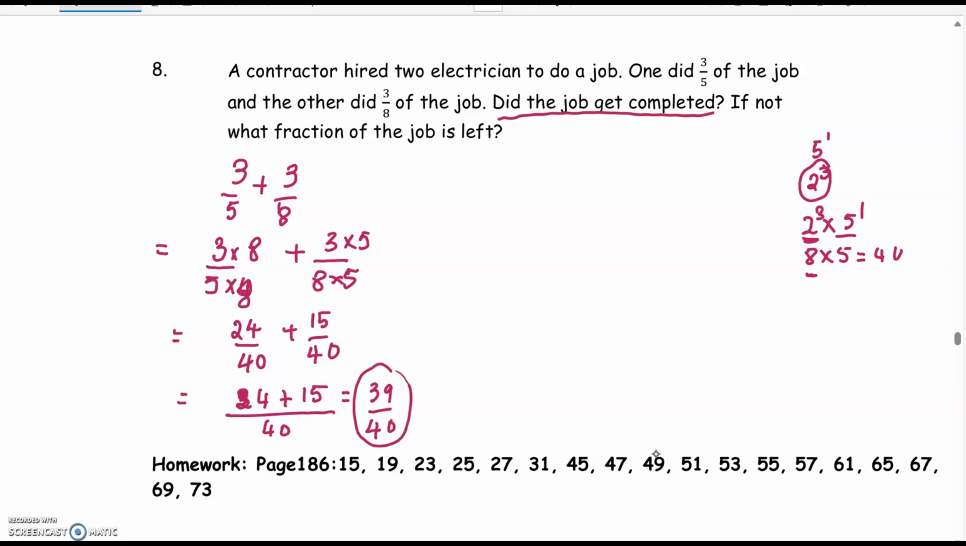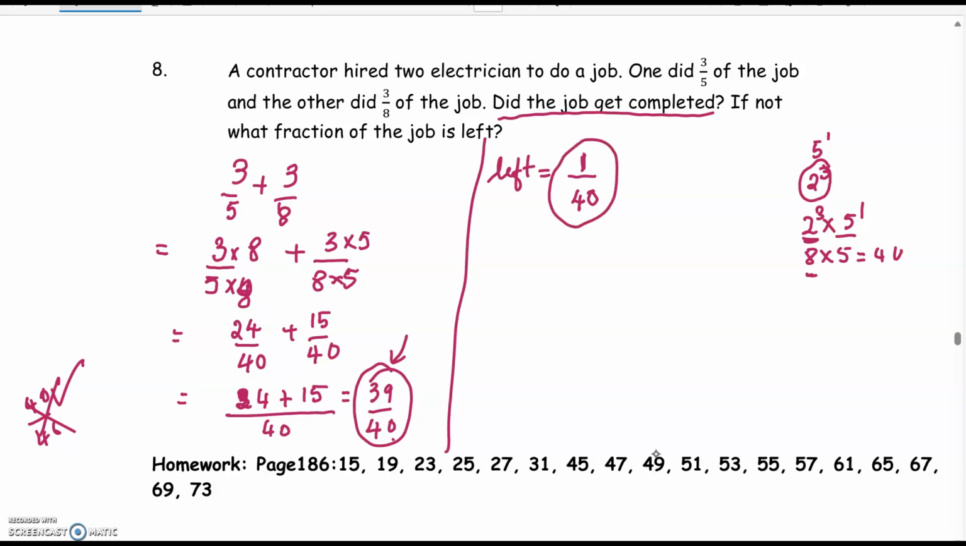What does this tell us? What fraction of the job got done? If we divide the job into 40 equal parts, 39 parts out of 40 got done. Basically, there is a little still left over. So if 39 parts out of 40 parts got done, we are left with a small fraction of the job, which is 1 part out of 40 to be completed. So the job is not yet complete. If it were 40 over 40, we would say it's done. But since it's 39 parts out of 40, we are left with 1. So the fraction of the job that is left is 1 over 40.